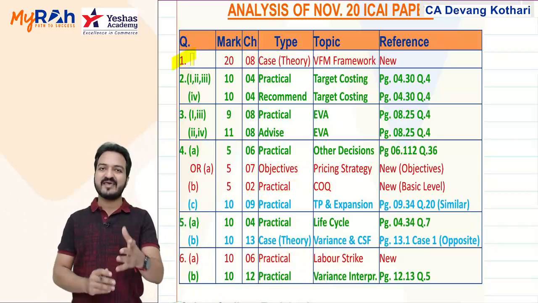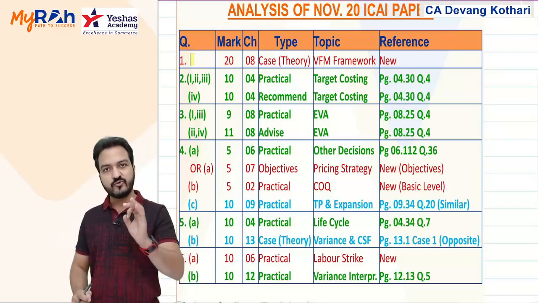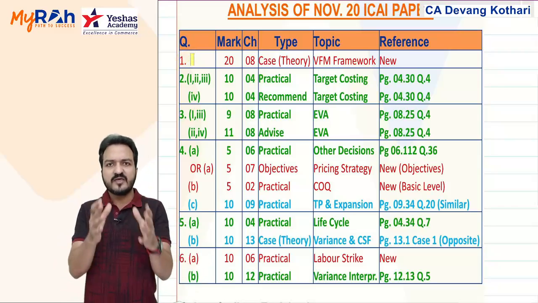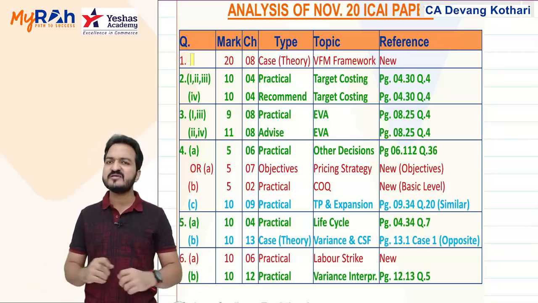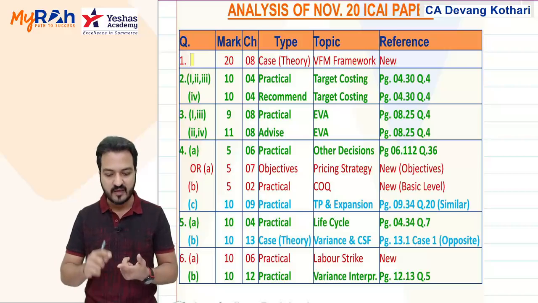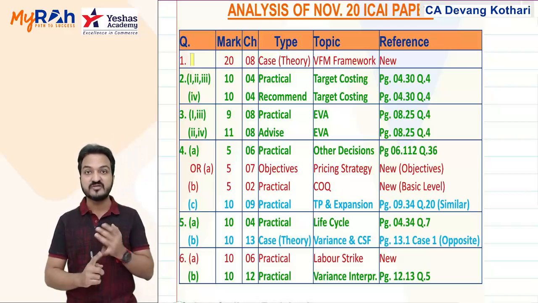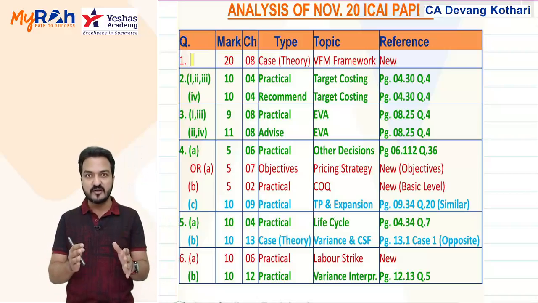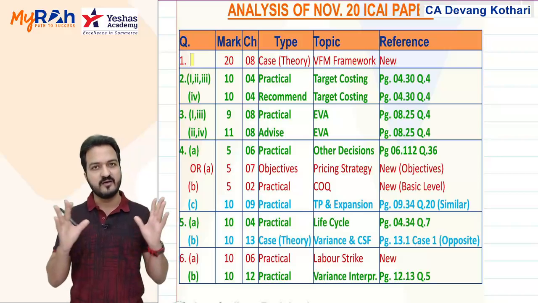Question 1 is a case study, and as usual, this time also it was a full theory based case study. Look, case study questions are always new questions. There will always be new questions. You will not find them in any book, not in ICAI study material, not in RTPs, MTPs, or any past papers. Naturally, at CA Final level, they will definitely come up with a new case study in every exam.